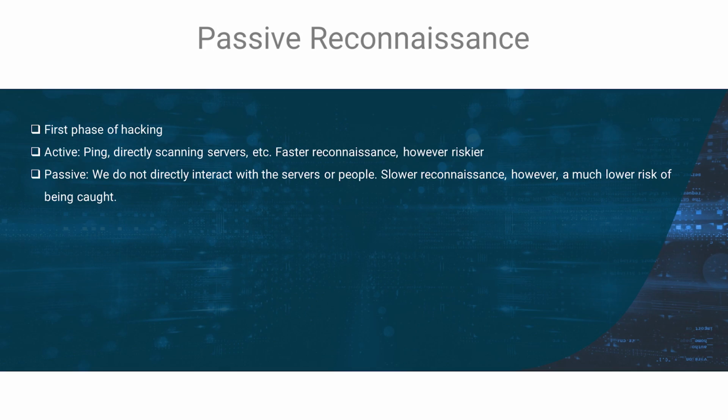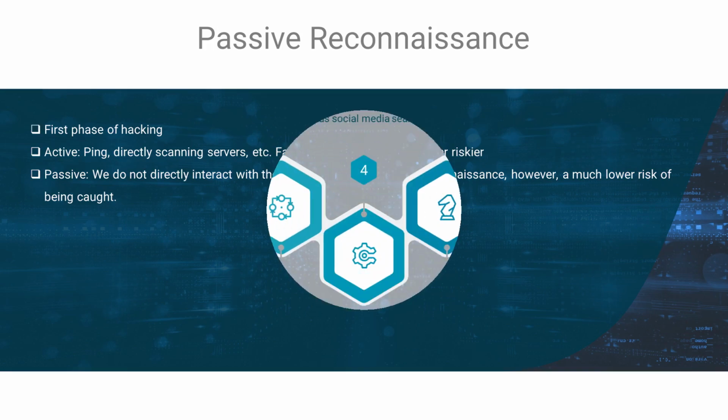Now, active essentially is if we directly scan a server, directly interact with people and whatnot. It is a faster version of reconnaissance because we are taking the direct route to get our intel. However, it is a lot more risky in being caught. Now, passive, on the other hand, we don't directly interact with servers or people. Again, it is a slower version of reconnaissance. However, it is a much lower risk of being caught.